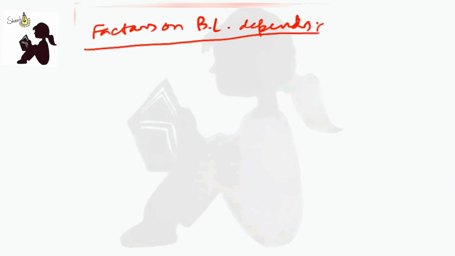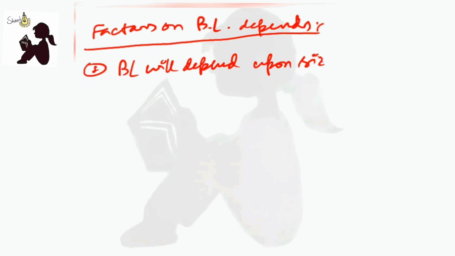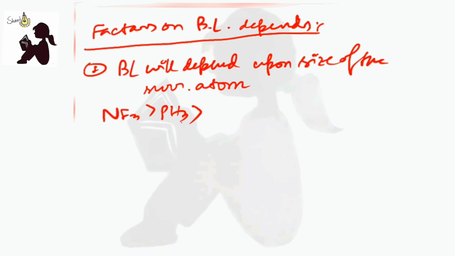I'm writing bond length depends. Okay, we're going to see its examples also. So let's see. First one is bond length will depend upon the size of the surrounding atom, like NF3 greater than PH3 greater than NH3.